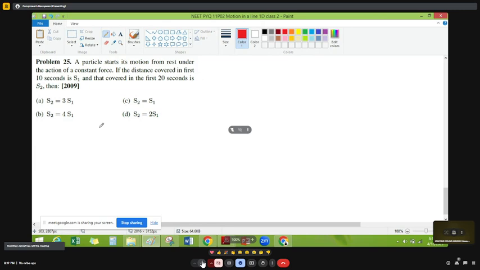Okay. A particle starts its motion from rest under the action of a constant force. So it starts from rest, now u is equal to 0. Constant force now, if F is constant, what can you say about acceleration? Constant or changing? Sir, constant. Yeah, constant. So if force is constant, then acceleration is constant. Yeah. That means it's not changing with respect to time, which means I can use equations of motion.